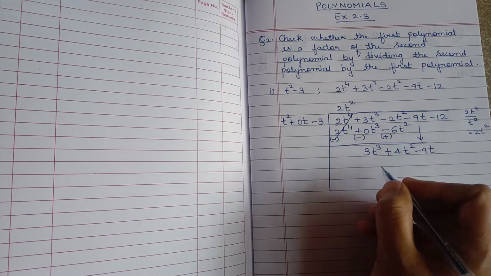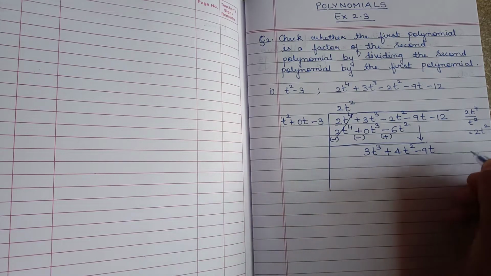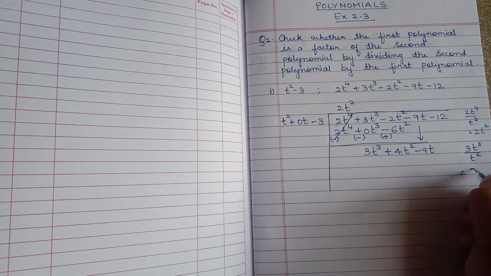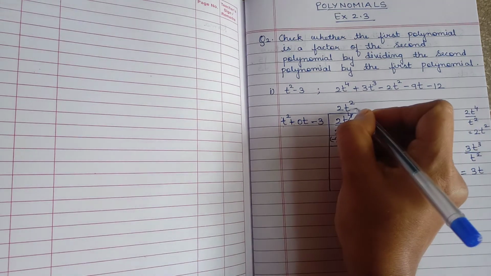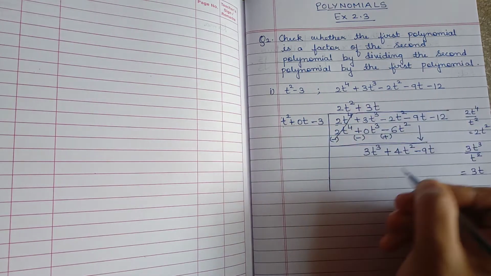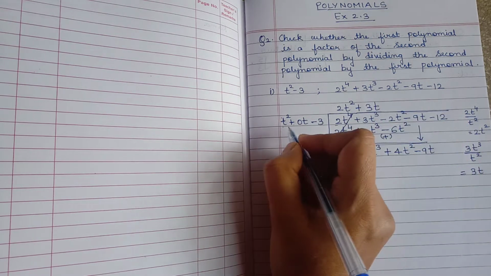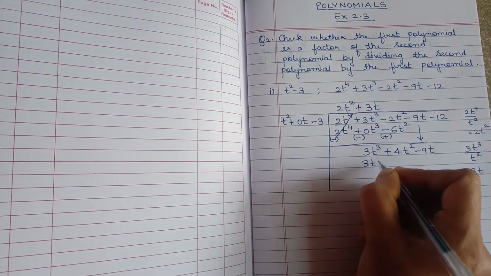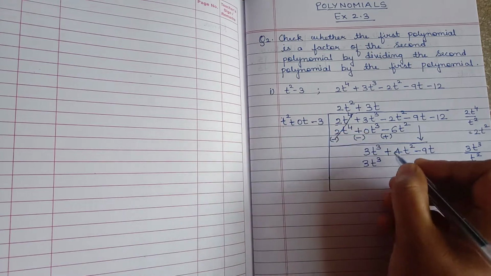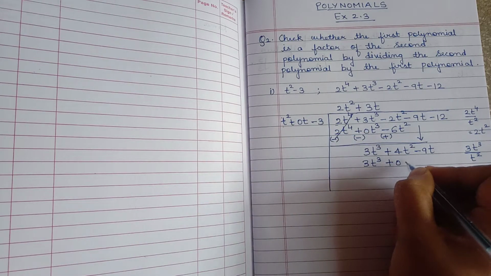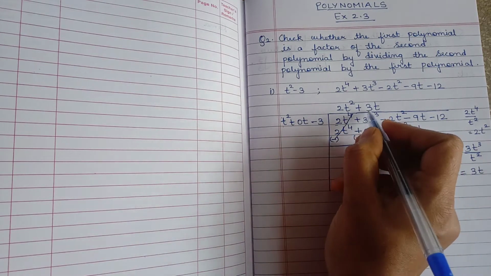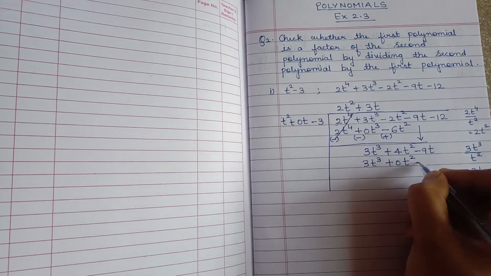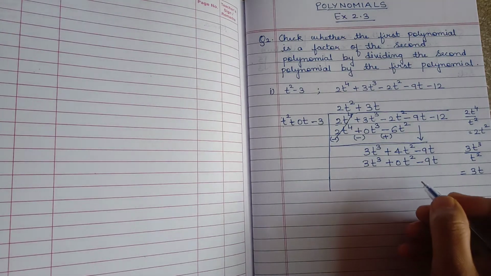Now again continue the same steps. The first term here is 3t^3. Divide by the first term of the divisor, that is t^2. So you get 3t. Write it in the quotient, 3t. Now multiply again. 3t into t^2 is 3t^3. 3t into plus 0t: 3 into 0 is 0, and t into t is t^2. Then 3t into minus 3 is minus 9t.